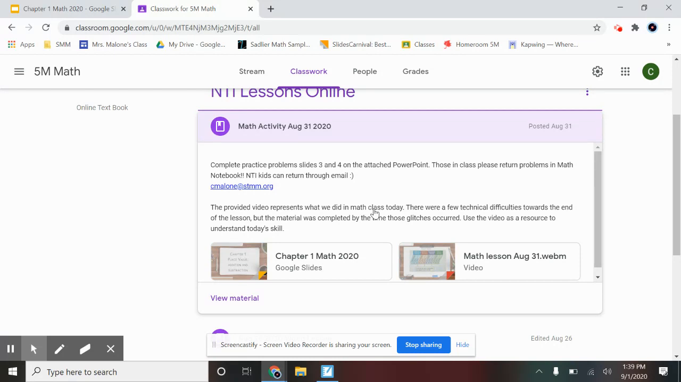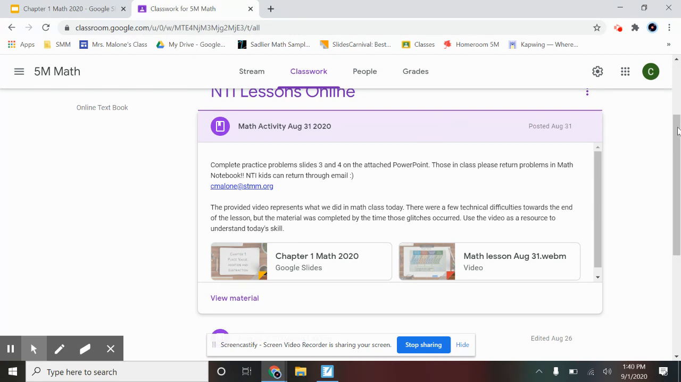Now, what if it's a day that the school says, oh, tomorrow we're going to have an NTI day? Then do you have to turn it in to me through that? Yes, because I won't see you. But if we're going to see each other, you're going to do it that way. Okay, so I just wanted to take a minute and share with you what that is.